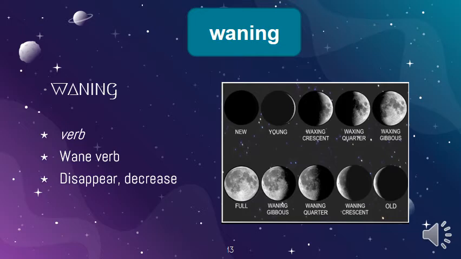Waning. Wane is a verb and it means disappear or decrease. The moon is waning every month. Waxing and waning, as you see in the picture. These are the processes of changing the shape of the moon in the sky.